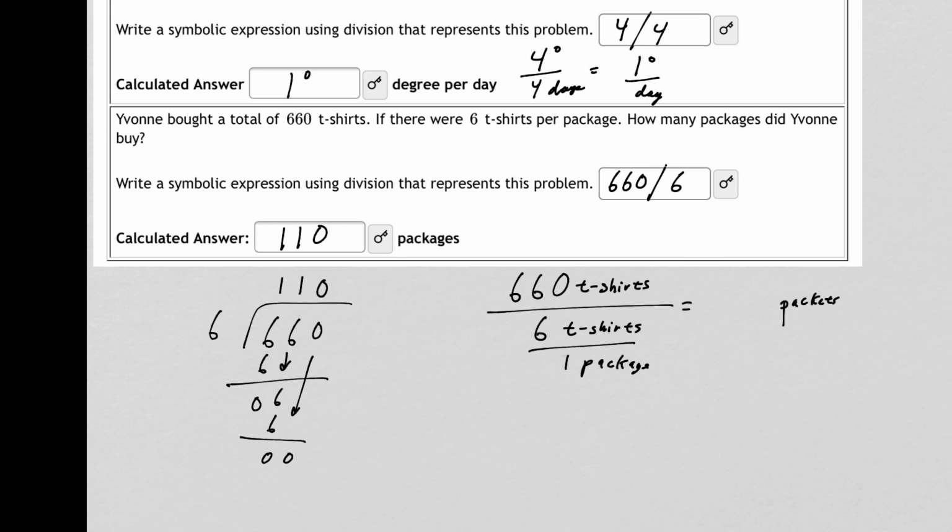Okay, great. So that should help you with the MyOpenMath problems for this section. Again, they're just word problems or applications that involve whole numbers. Thanks.